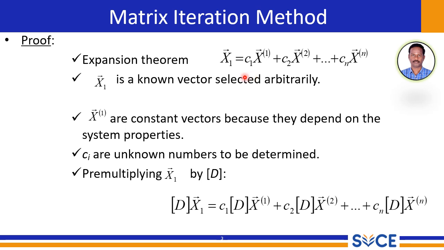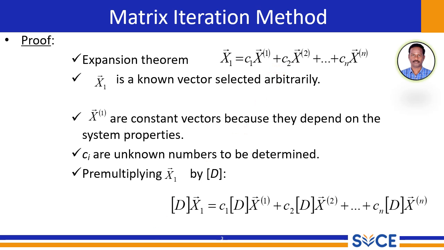Mathematically, this is represented as x1 vector equals c1 times x1 vector, and so on, summed up to the nth term. Here, the mode shape vectors are constant vectors because they are inherent properties of the system itself, determined by its mass and stiffness distribution. So our goal is to determine the unknown constants.